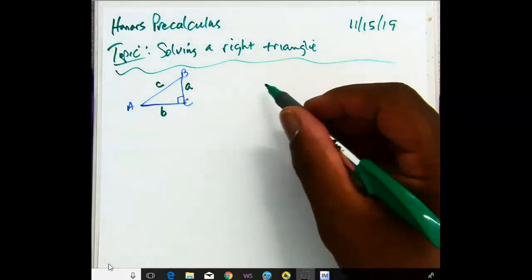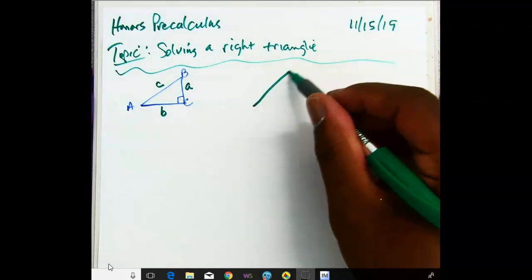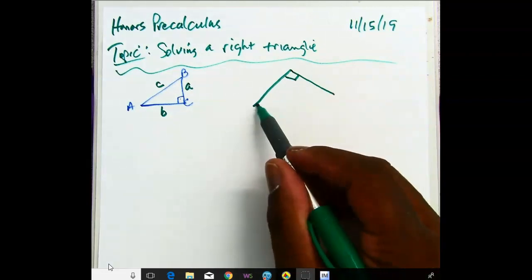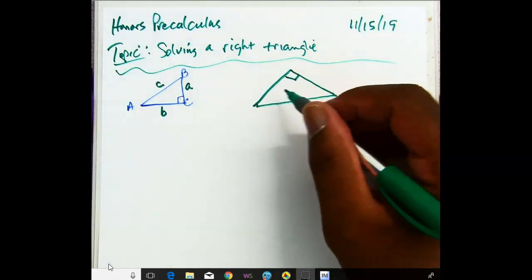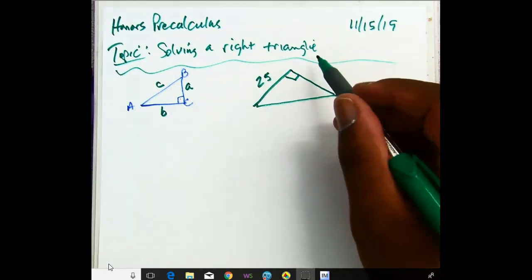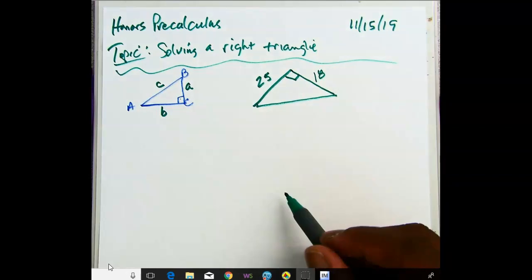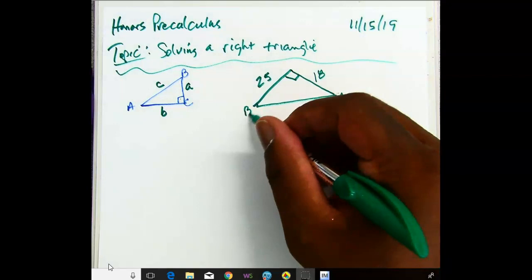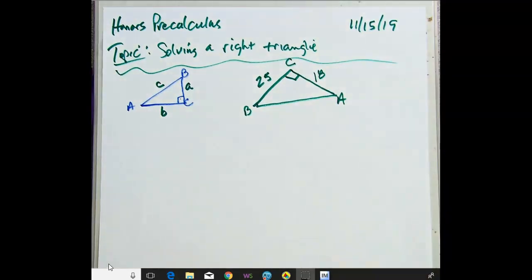So the claim is, if you're given any 2 parts of a right triangle, we can find the remaining parts. So let's say we have this right triangle, and we have a side length of 25 and a side length of 18. And we're going to label this as A, B, and angle C. So, how can we find the other parts? Namely, the angle measures and this missing side length here.